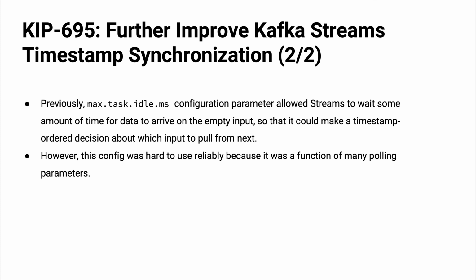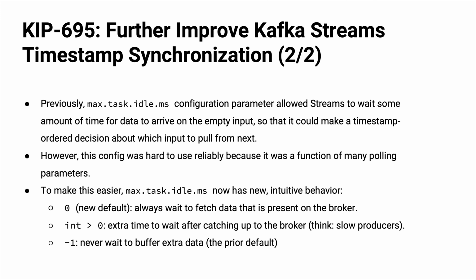But this was difficult to use in practice because there were other polling parameters that interacted, and so there's some slightly cleaner behavior now. So now setting max task idle milliseconds to 0 means always wait to fetch data that's present on the broker. Don't care how long it takes, just going to wait for the buffer to fill up. Setting it to -1 means never wait to buffer extra data. That was the prior default. Setting it to something greater than 0 now is applying extra time to wait after catching up to the broker. So like if there's a slow producer in the pipeline, something like that, that's maybe the setting that you'd use there. So hopefully cleaner and easier to optimize behavior for your Streams applications here.